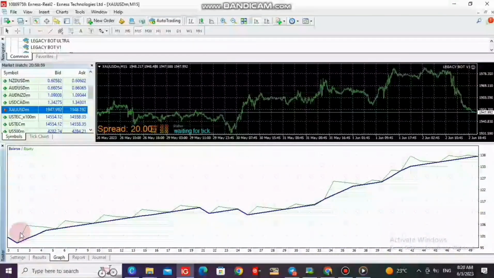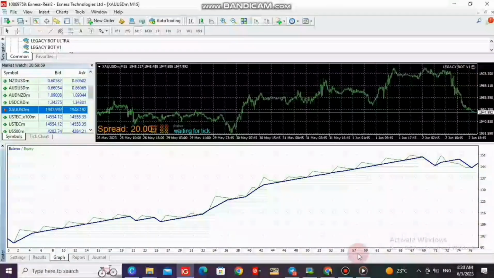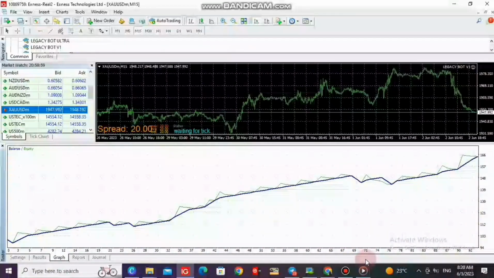It started with a drawdown and then it started spiking back up with a smooth growth. Let's see what it does.